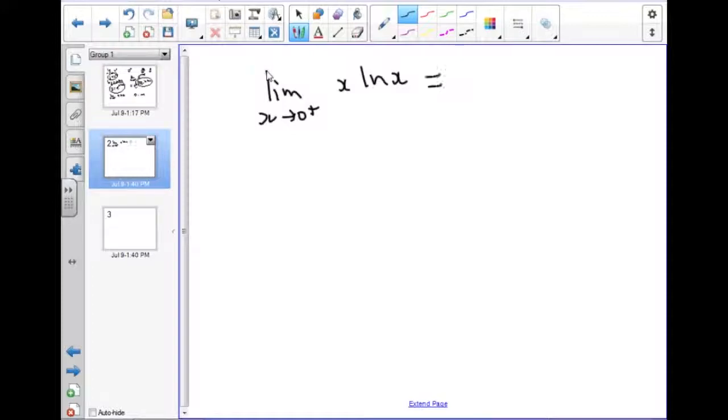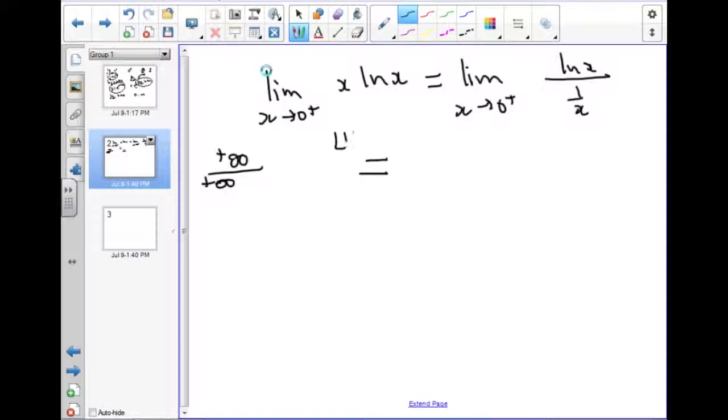And notice that we can rewrite this as the function ln of x over 1 over x. It's actually the same. I haven't changed anything. But the thing now is the behavior of this function is going to be infinity, because the ln when x approaches 0 goes to infinity, over 1 over x, and the function 1 over x when x approaches 0 on the right is going to be infinity too. So now we can apply L'Hopital's rule.